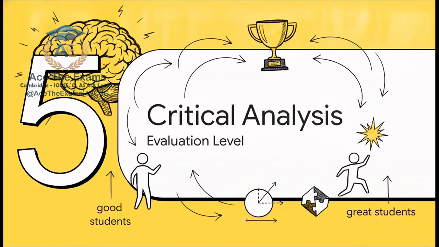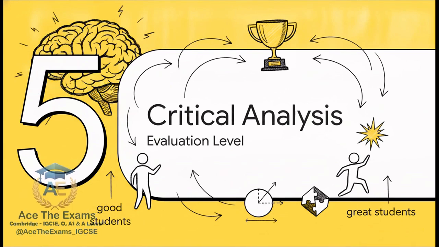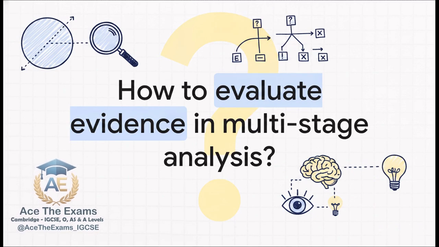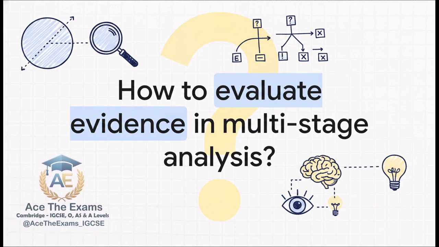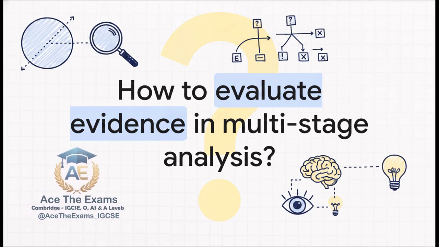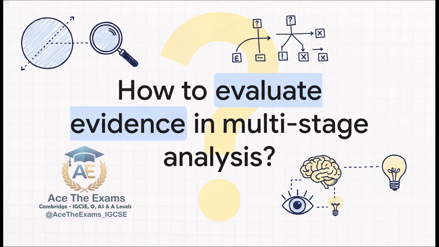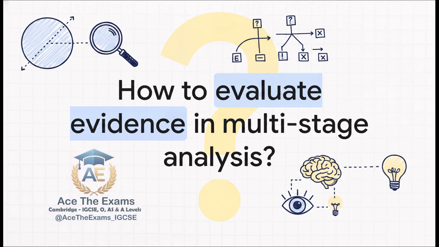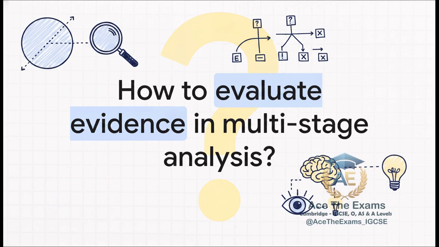Finally, Section 5, critical analysis for top scorers, reaching the evaluation level. This right here is where we separate the good students from the truly great ones. Top scoring candidates constantly ask themselves how to identify limitations, hidden assumptions, and alternative interpretations. When you're looking at a super complex circle geometry problem, are you just blindly plugging in numbers? Are you actually evaluating the evidence?